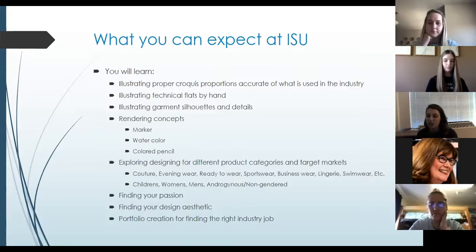So within 278, you get a whole range of things that you'll get to experience in small chunks that will hopefully help guide you in what you want to pursue for your final design lines. So you'll get to do anything from couture, evening wear, ready to wear, sportswear, business wear, lingerie, swimwear, and so much more. And you also get a chance to design for women's wear, men's wear. You can do androgynous, non-gendered wear. You can do children's wear. It's quite vast, and it's a really great learning opportunity moving through the program and the class itself.